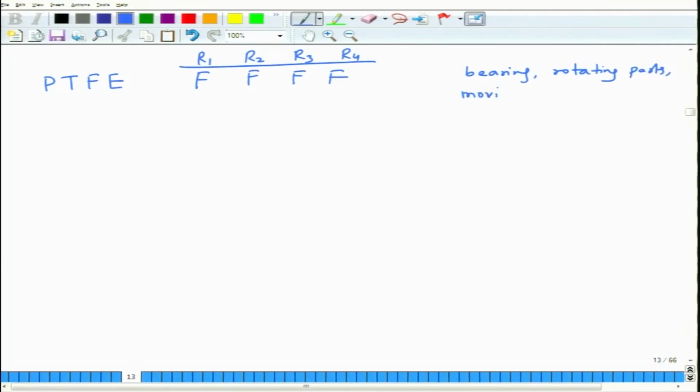moving parts. So this is polytetrafluoroethylene, okay. And then we have polyacrylonitrile. Here 3 hydrogens remain, one is replaced by a cyanide group, and this is basically an acrylic fiber.